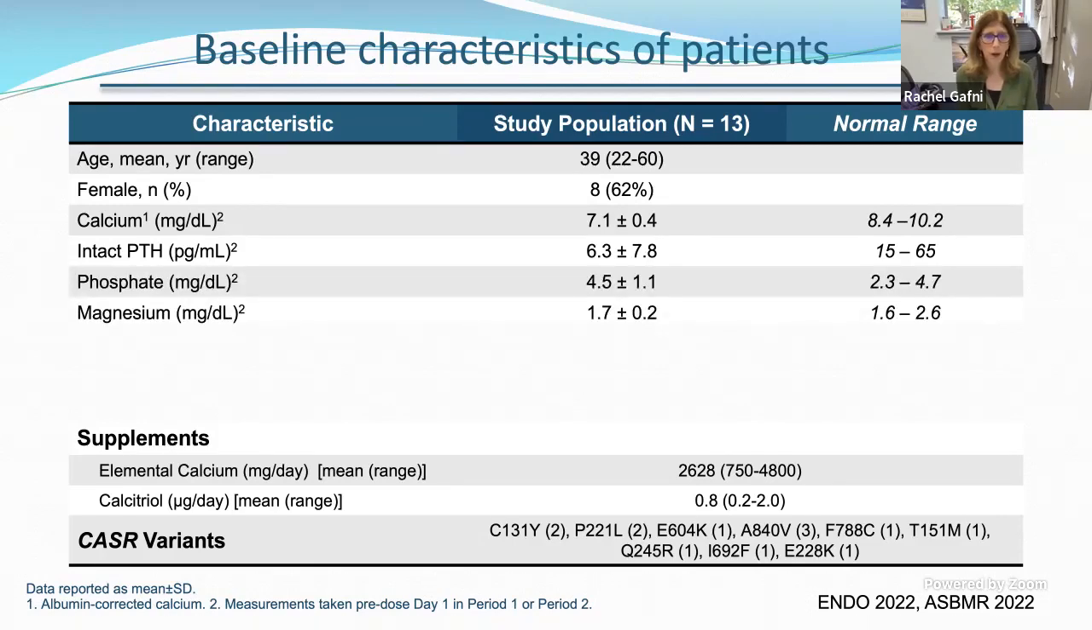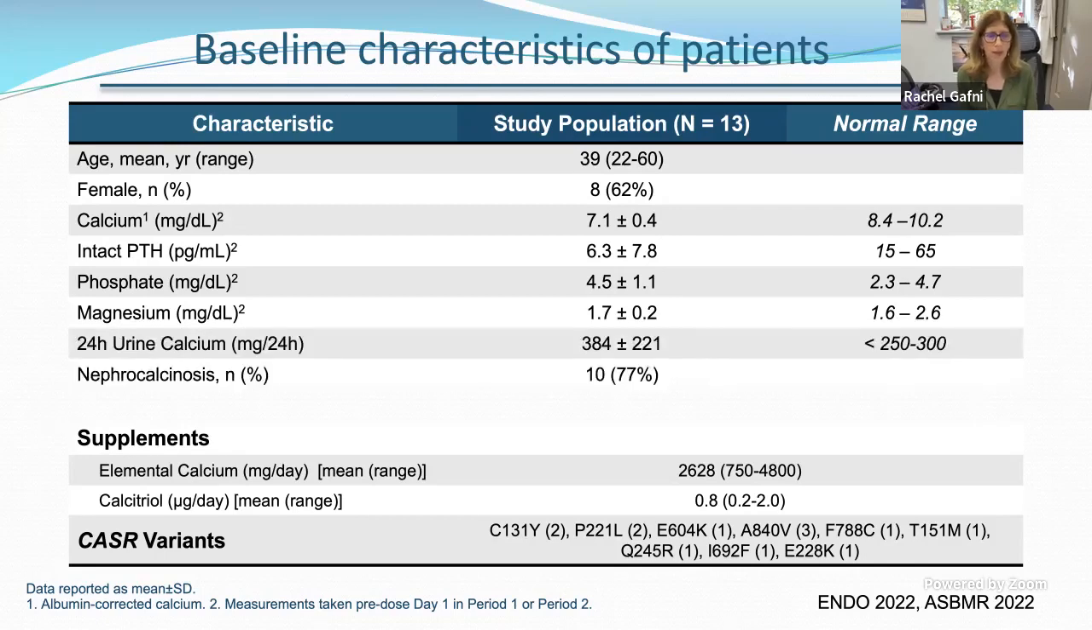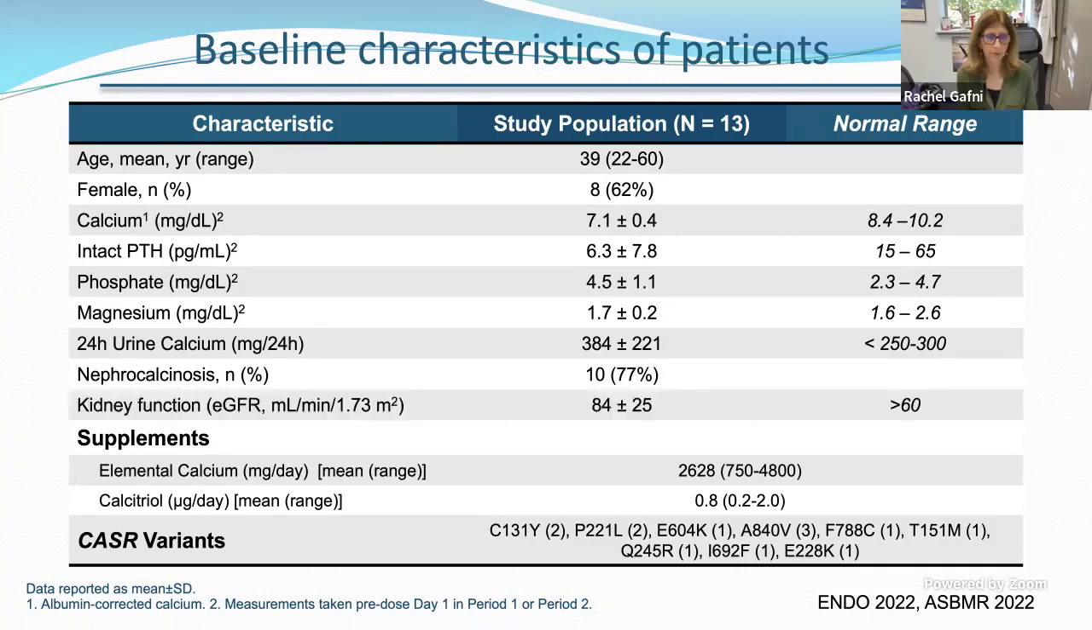Phosphate levels were high normal and magnesium levels were low normal. And the 24-hour urine calcium was elevated with a mean value of 384. About 3/4 of the patients had nephrocalcinosis. Kidney function was variable in the group, with some having low kidney function and others having normal kidney function.